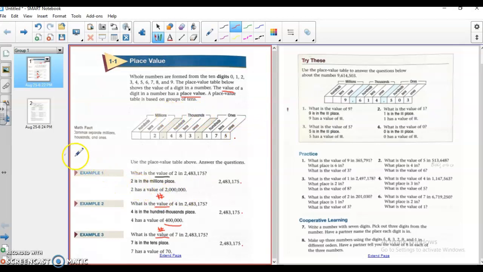So in our problems, we have 3 example problems right here that we're going to look at. And then we're going to do problem number 1 on the next page together. And that's going to leave you 5 problems to work on your own.